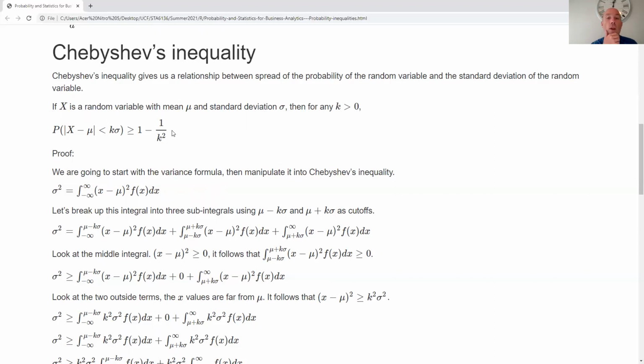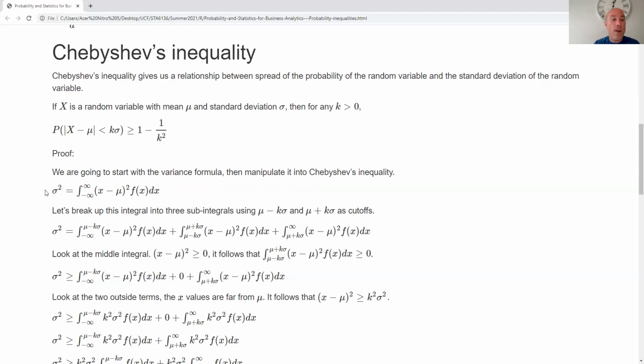All right, so now we're going to prove this using some integral calculus. Okay, so I'm going to start with a variance formula. I'm going to start manipulating that through to get what I want. This is going to look ugly, but just go with me, one step at a time, baby step it as much as we can.